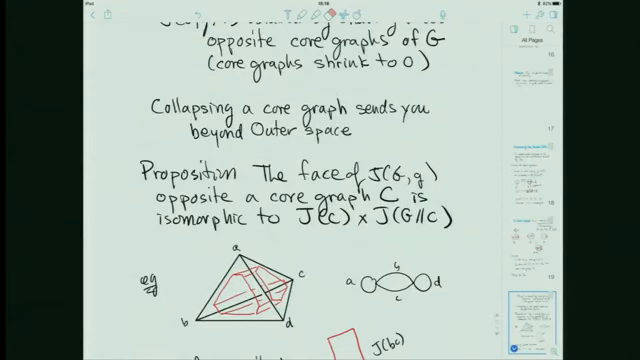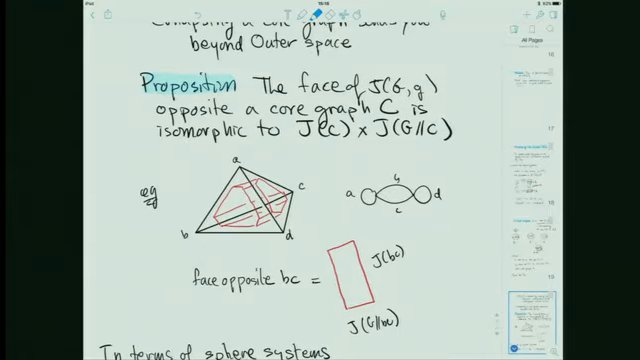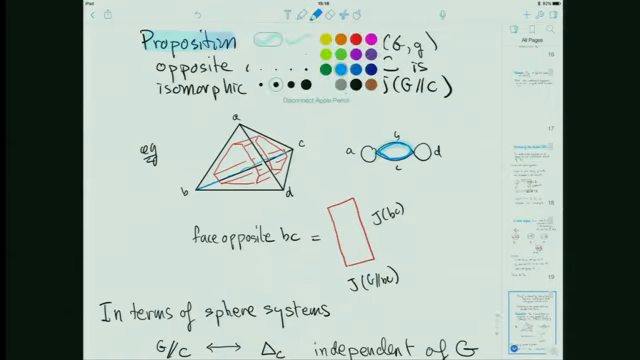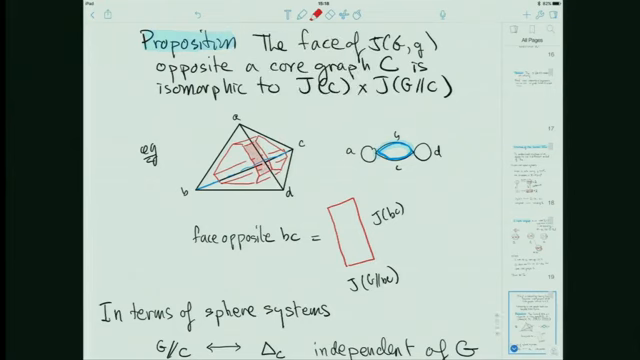And here's the proposition. The face opposite a core graph is isomorphic to a product. So here BC is a core graph. There's BC. The face opposite the core graph turns out always to be a product: J of BC, the joule for BC, which is just going to be a line, and the joule for the graph you get by collapsing the core graph to a point.